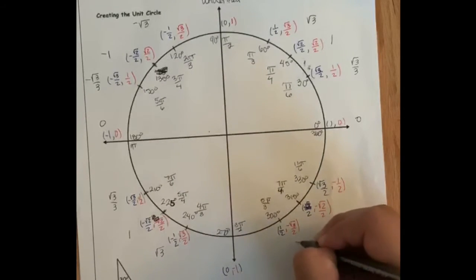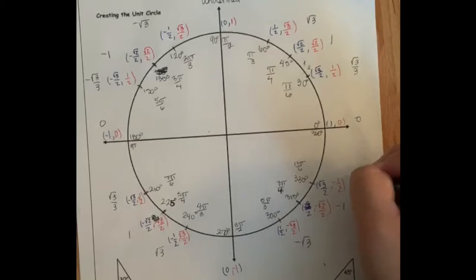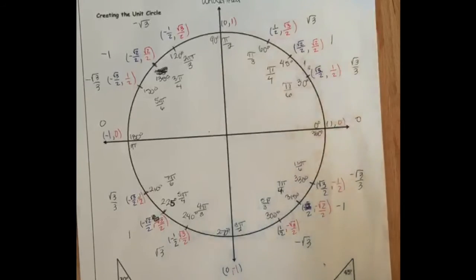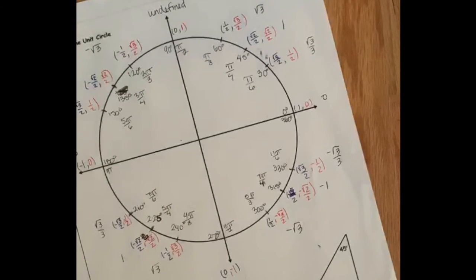For the fourth quadrant, cosine is positive and sine is negative, so your tangent will be negative. Tan of 5 pi over 3 is negative root of 3. Tan of 7 pi over 4 is negative 1. Tan of 11 pi over 6 is negative root of 3 over 3. And tan of 2 pi is 0.